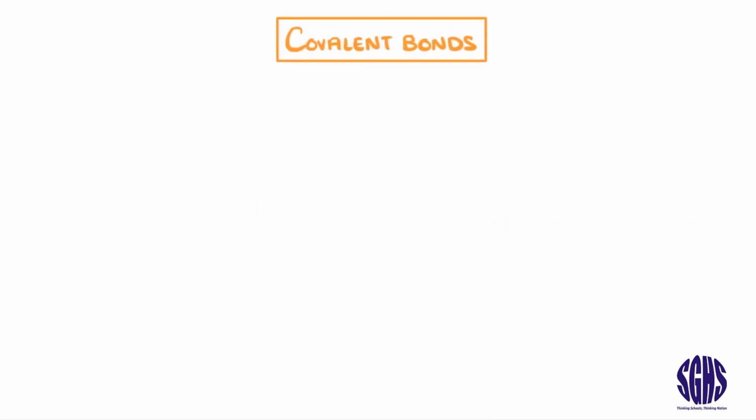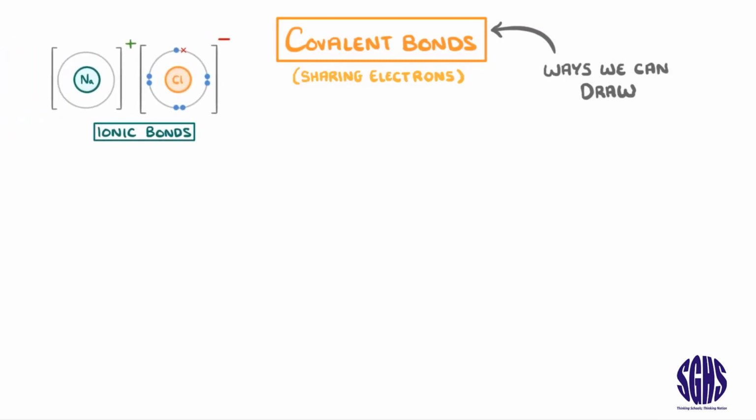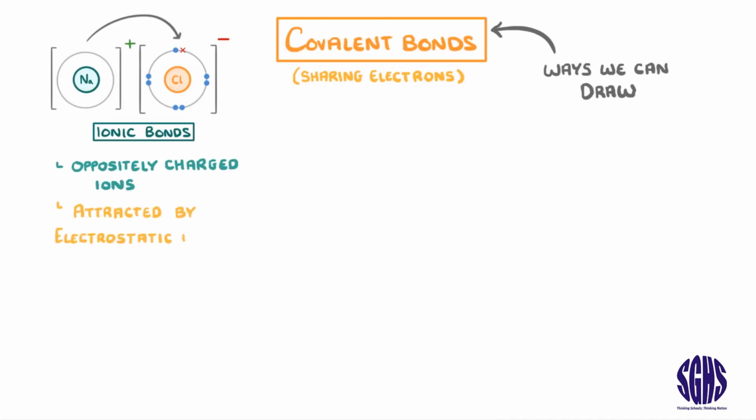In today's video, we're going to look at how atoms can form covalent bonds by sharing electrons. And we'll also see all the different ways that we can draw these covalent bonds. To very quickly recap, we've already seen how some atoms can form ionic bonds by transferring electrons from one atom to the other. This makes oppositely charged ions that are then attracted to each other through electrostatic forces, which hold them together. And the reason that they transfer these electrons is so they both get a full outer shell.